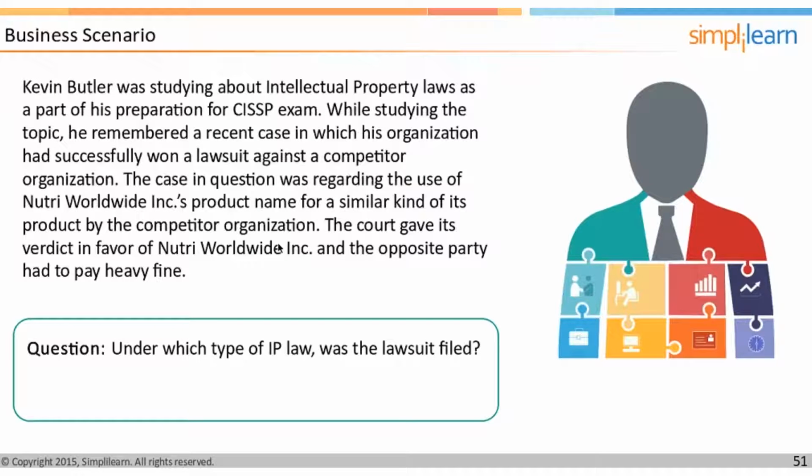Here is a business scenario, and we request Prativa, if you're there, to read this, please. Prativa, are you there? Yeah, I'm here. Sorry, I was reading on mute.